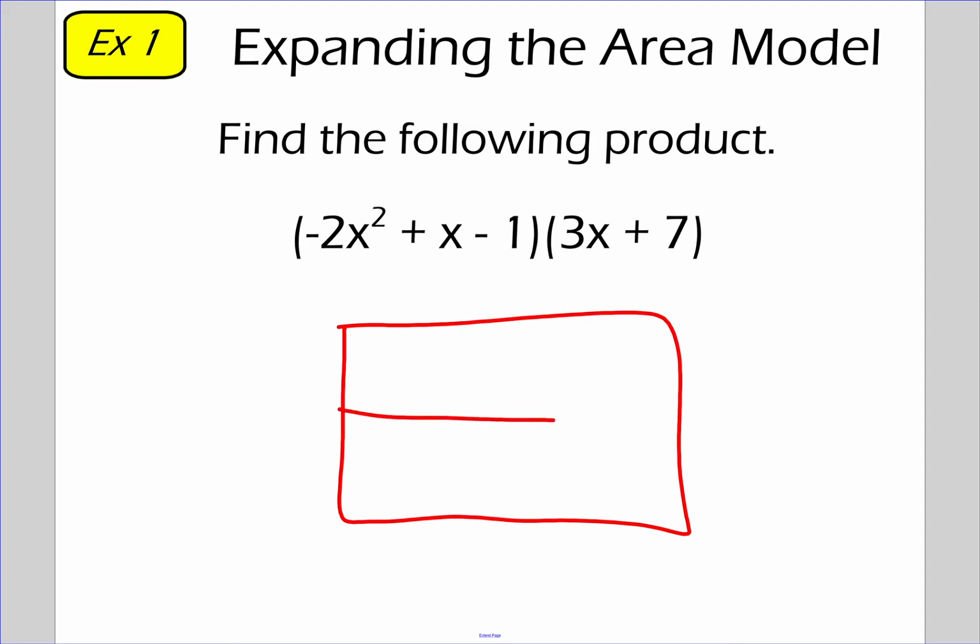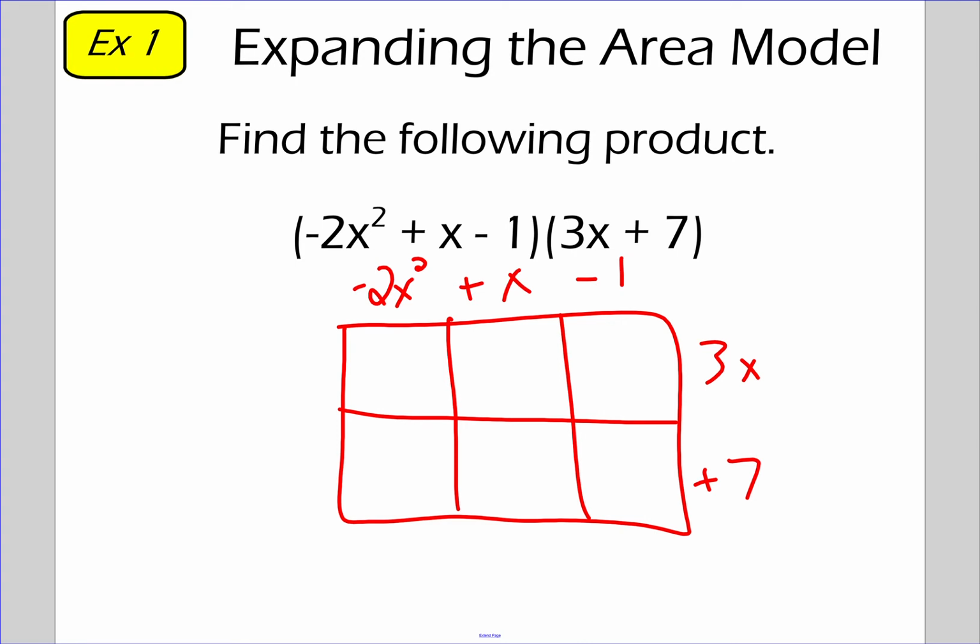So this time, since I have 3 terms in my first one, I need 3 columns and 2 rows. So I can put my 3x plus 7 on the right, where I've got my 2 terms, and negative 2x squared plus x minus 1 for my quadratic. And we're going to do the same thing that we did before. We'll multiply in each box. 3x times negative 2x squared gives me negative 6x cubed. x times 3x is positive 3x squared. Negative 1 times 3x is negative 3x. Negative 2x squared times 7 is negative 14x squared.